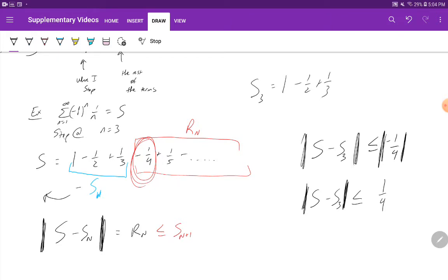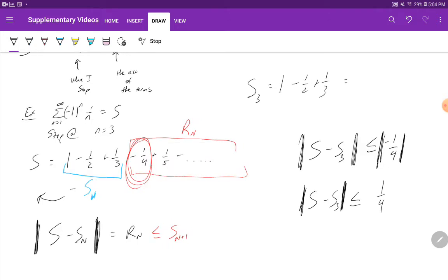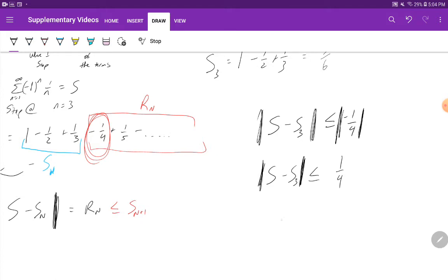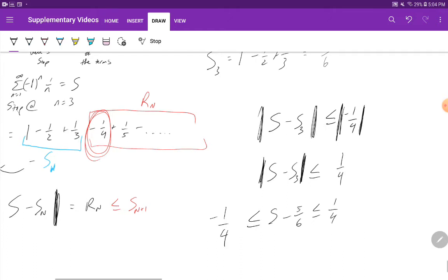So what is that? That is 1/2 plus 1/3, which is, what is that, 5/6? I think it's 5/6, right? 5/6, because it's 3/6 plus 2/6. Yes, okay. So S3 is 5/6. So this is going to be S minus 5/6 is in between 1/4 and -1/4. And then we just add 5/6.